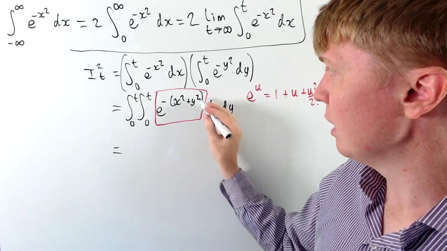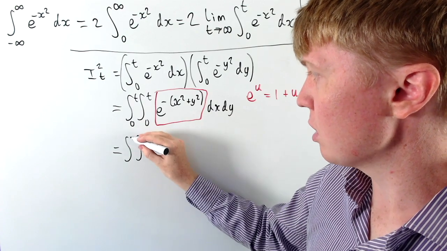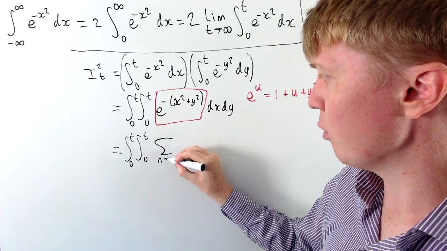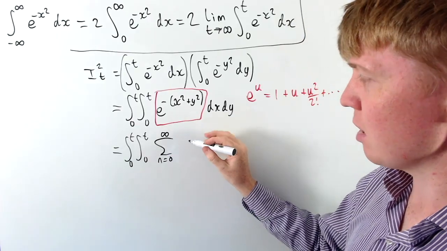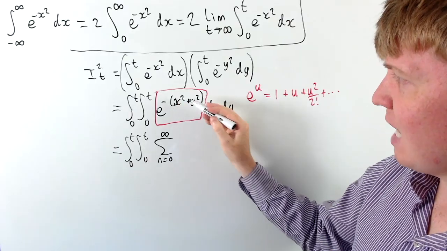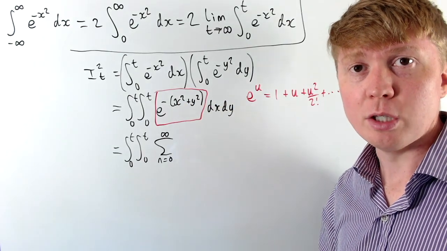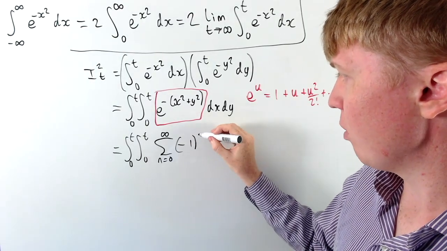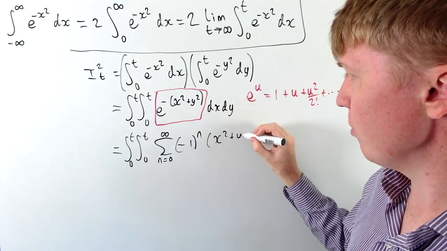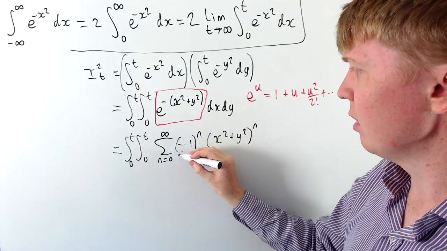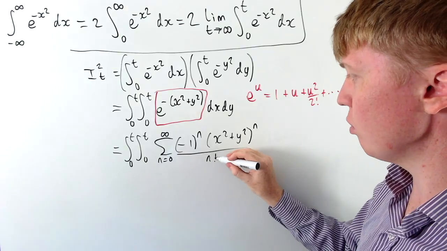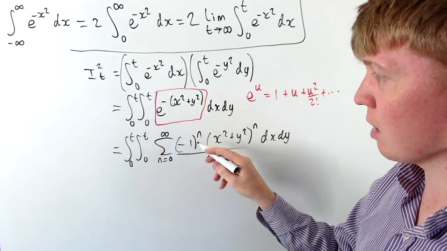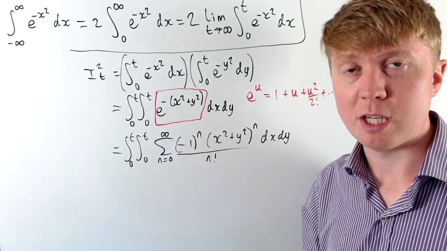We can write this whole expression as, first of all, if we just keep our integrals between 0 and t, a sum from n is 0 up to infinity of, with negative (x squared plus y squared) as our u here, negative 1 to the power of n, and we can also write this as x squared plus y squared to the power of n, and we just need to divide through by n factorial. And we've still got our dx dy on the right hand side. So we've just rewritten this using an infinite series expansion now.